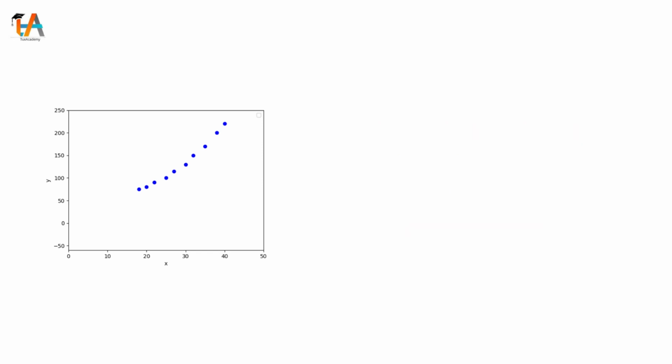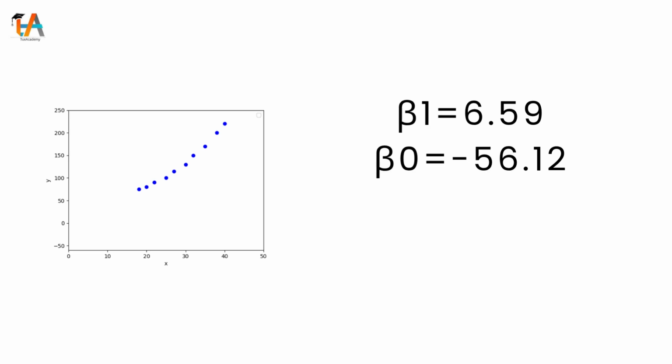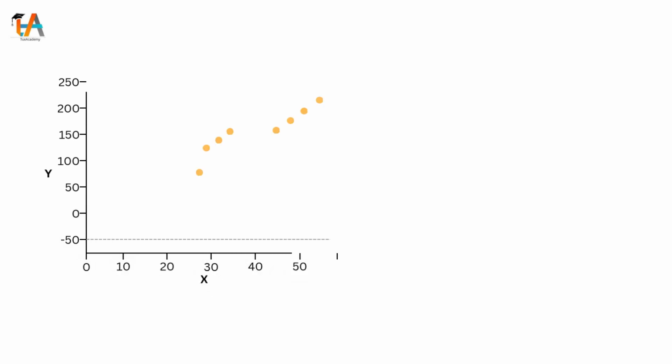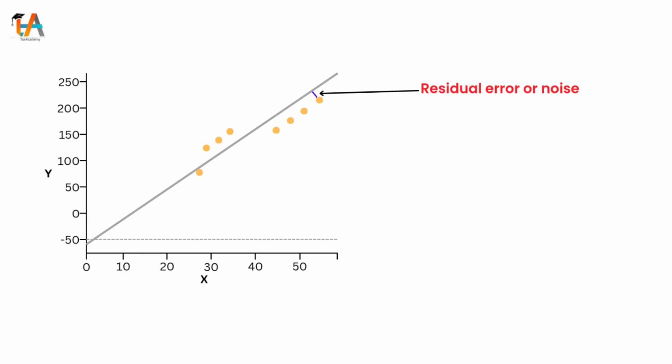By applying our data points on the regression model, suppose we got beta 1 equals 6.59 and beta 0 equals minus 56.12. Our best fit line equation would be as shown. Thus, if this is the scatter plot and when we plot the best fit line on this scatter plot, the distance between the point and the line itself is called the residual error or the noise.